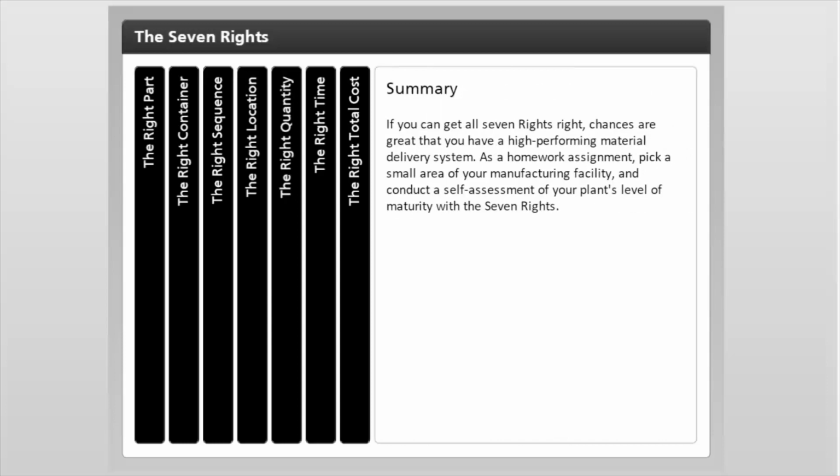If you can get all 7 rights right, chances are great that you have a high-performing material delivery system. As a homework assignment, pick a small area of your manufacturing facility and conduct a self-assessment of your plant's level of maturity with the 7 rights.